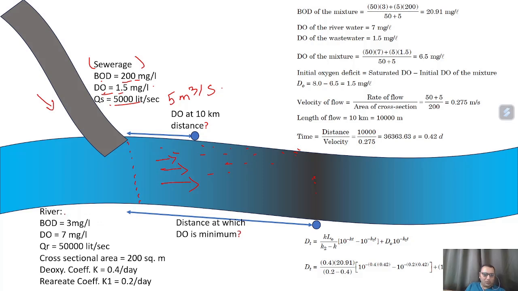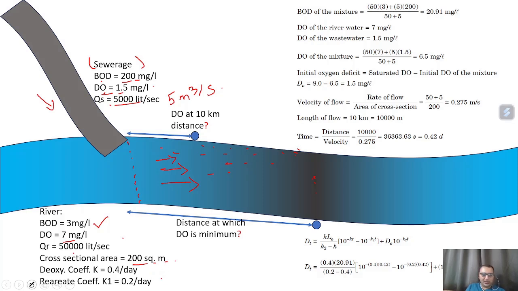Now, what are the parameters of the river? So BOD of the river is very small, that is 3 milligram per liter, which means it is a very healthy water, and very high DO, 7 milligram per liter. It is flowing at 50 meter cube per second or 50,000 liters per second. The cross sectional area of the river bed is given, that is 200 square meter. Then the deoxygenation coefficient is 0.4 per day and the reaeration coefficient is 0.2 per day.